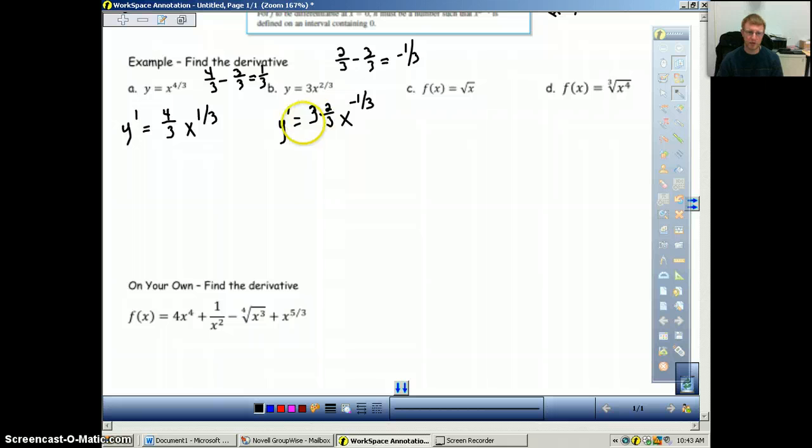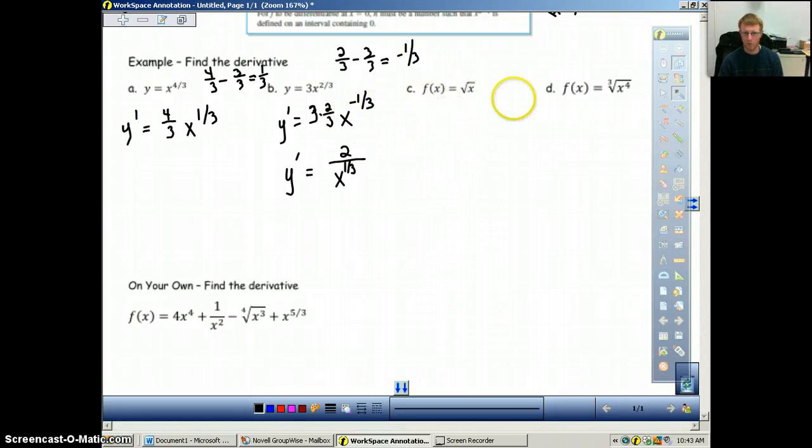Okay, so we do 3 times 2 is 6. 6/3 is 2. So therefore we're left with a 2 on top. And now I'm going to bring my x to the bottom. So we have x to the 1/3 on the bottom. So very similar to what we were doing before. Negative exponents work the same. We should clear every problem of negative exponents if possible.